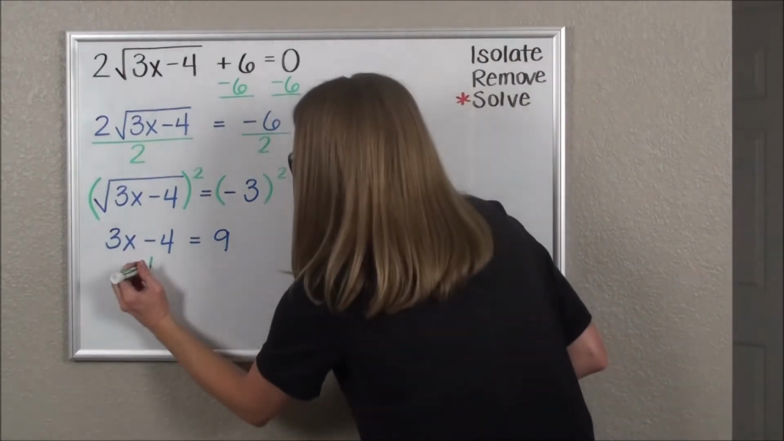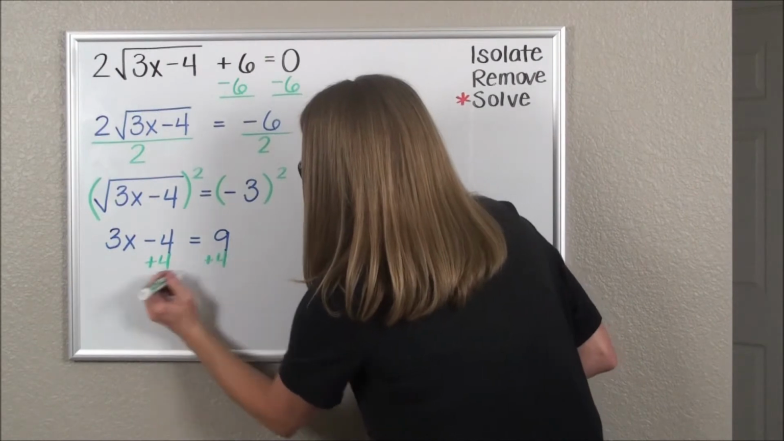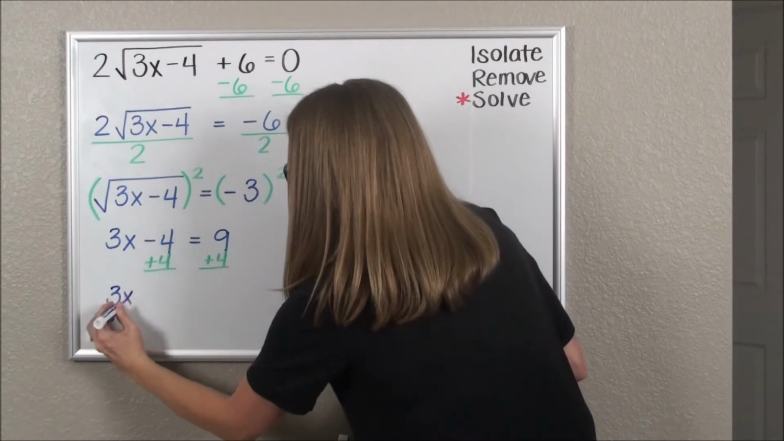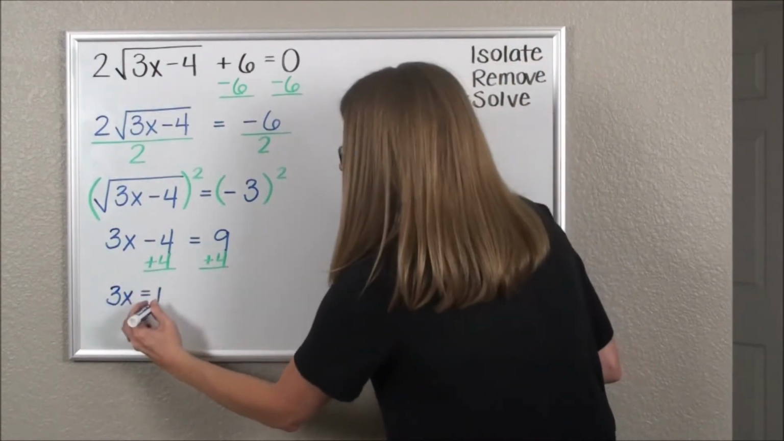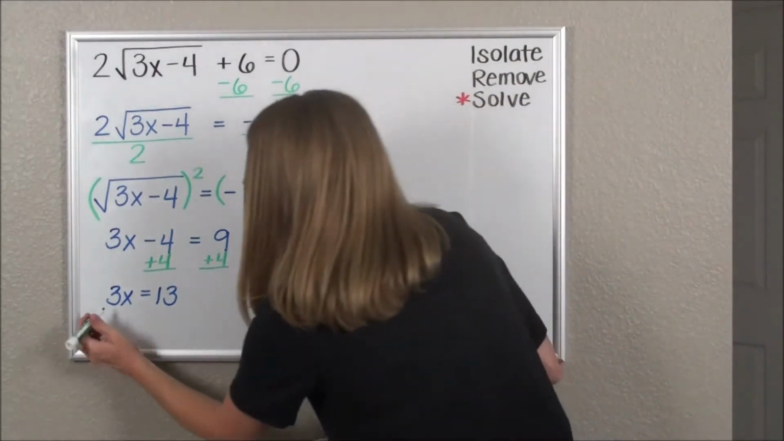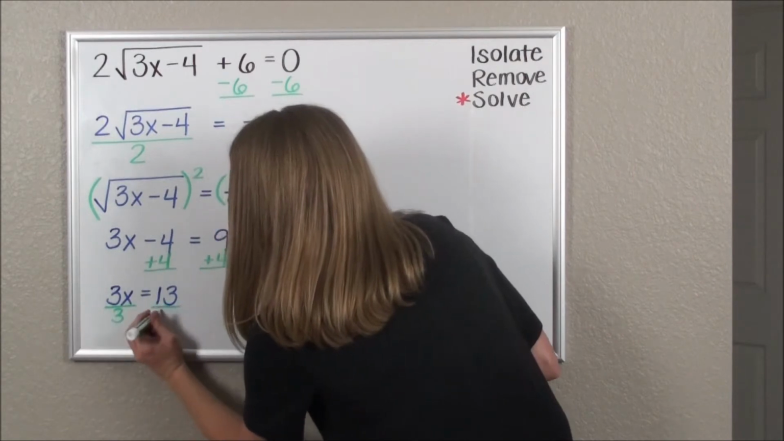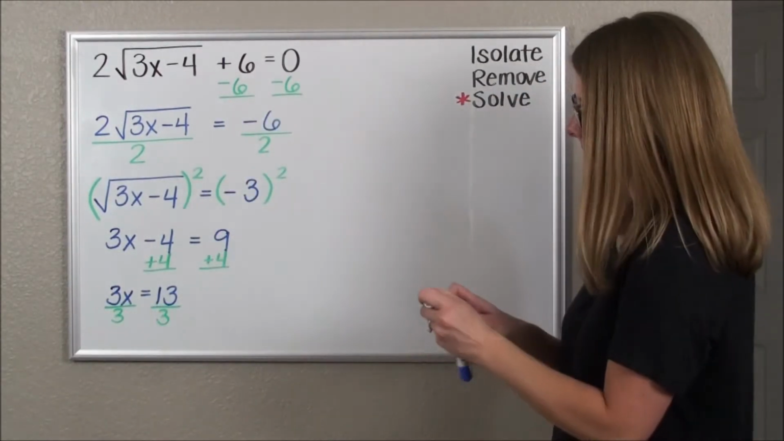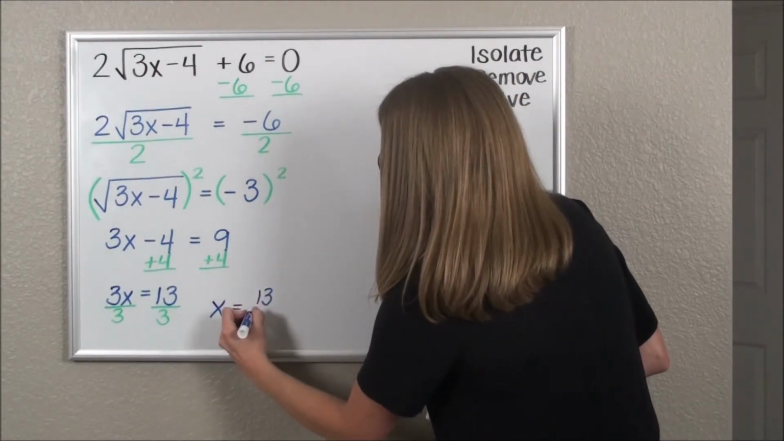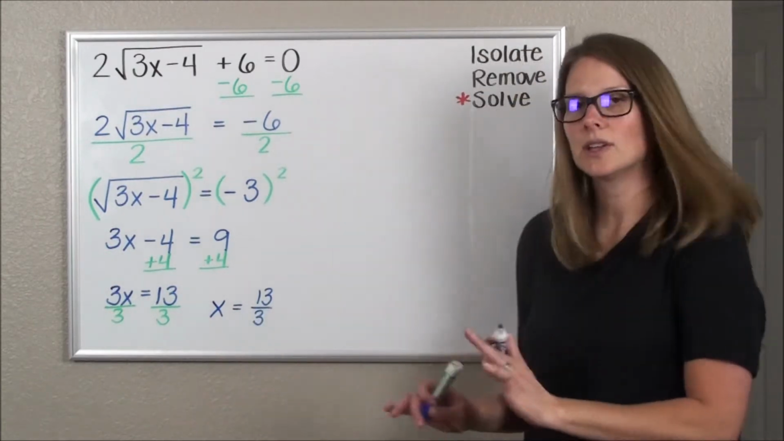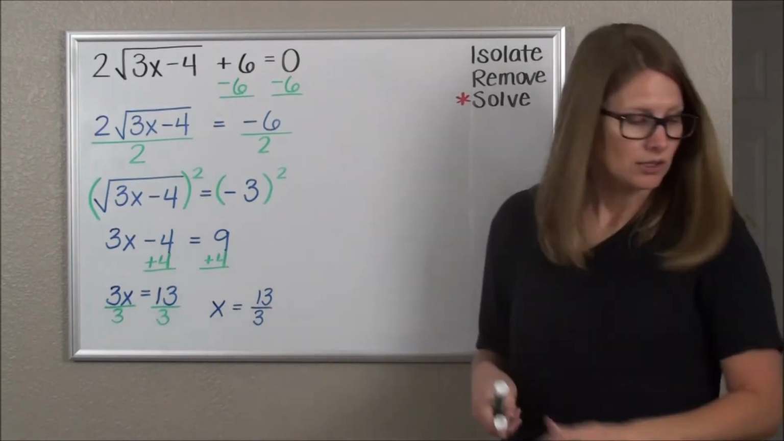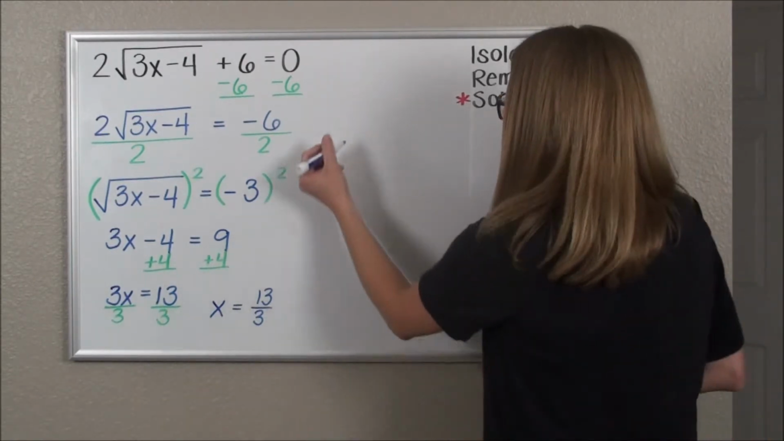I'll start by relocating the 4 using addition. That gives me 3x equals 9 plus 4, which is 13. Now to get x by itself, I need to divide by 3. So now x equals 13 over 3. Now there's nothing wrong with having a fraction answer, but I do need to check this answer. So let's plug it in and see if this checks out okay.